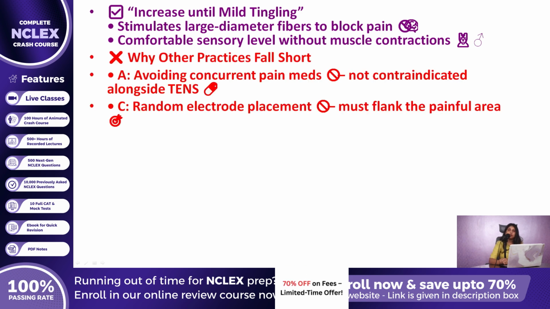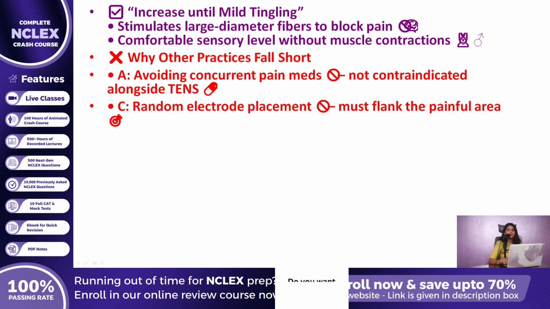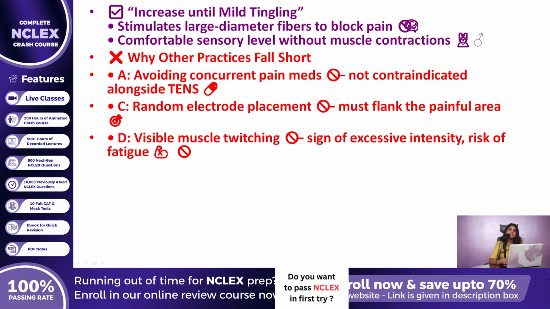Option A, electrodes should be placed around the painful site rather than randomly over the body. Option C, invisible muscle twitching. Option D indicates excessive intensity and may lead to muscle fatigue rather than effective pain relief.